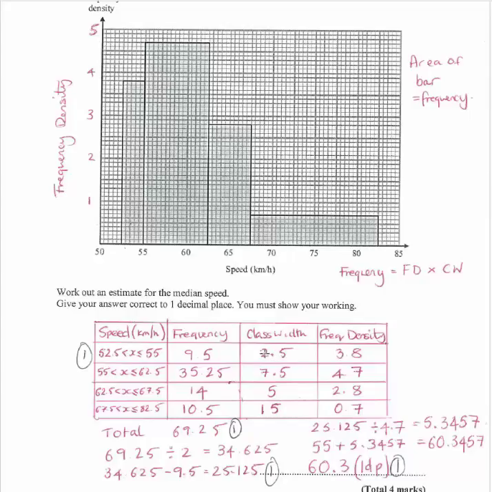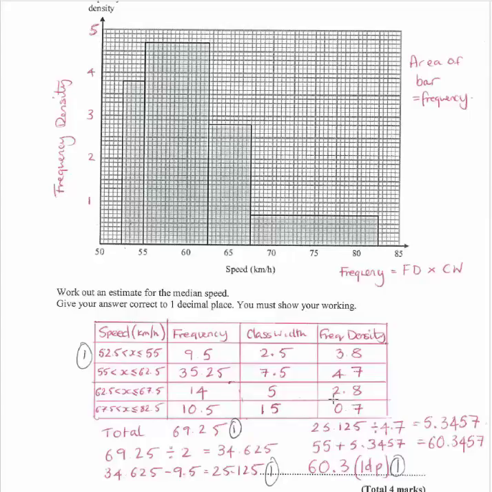The class width is basically the width of the bar. Okay, so from 52.5 up to 55 gives me a width of 2.5. The difference between 55 and 62.5 is 7.5. That's the width of this particular bar here. The height of the bar is going to be the frequency density. So this bar is 3.8 high, and this one is 4.7 high, and so on. So reading off the heights of these bars tells you the frequency density.